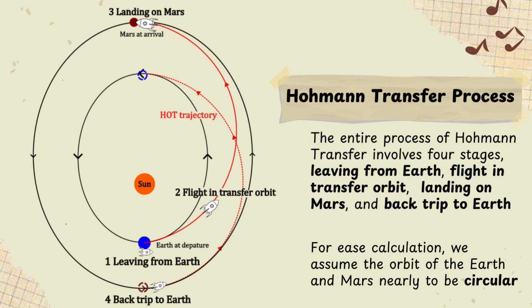First, the spacecraft will leave from the Earth. Then, it will travel in the transfer orbit. After that, it lands on Mars. Eventually, the whole process repeats again for a back trip to Earth. For each calculation, we assume that the orbits of the Earth and Mars around the Sun are nearly circular.